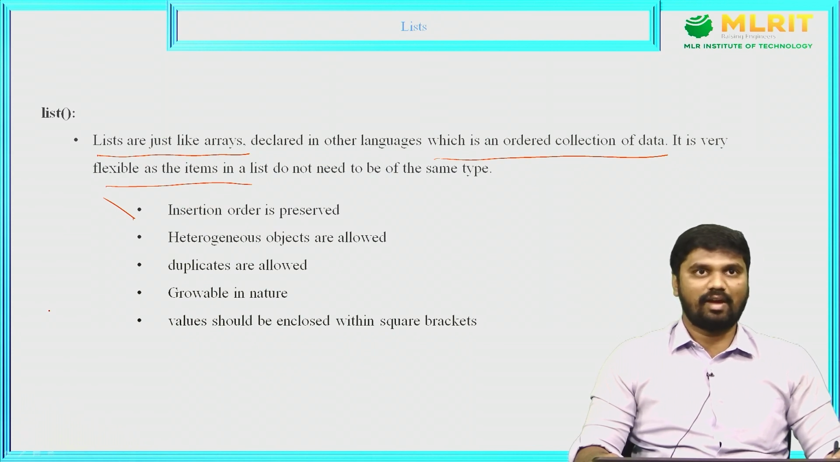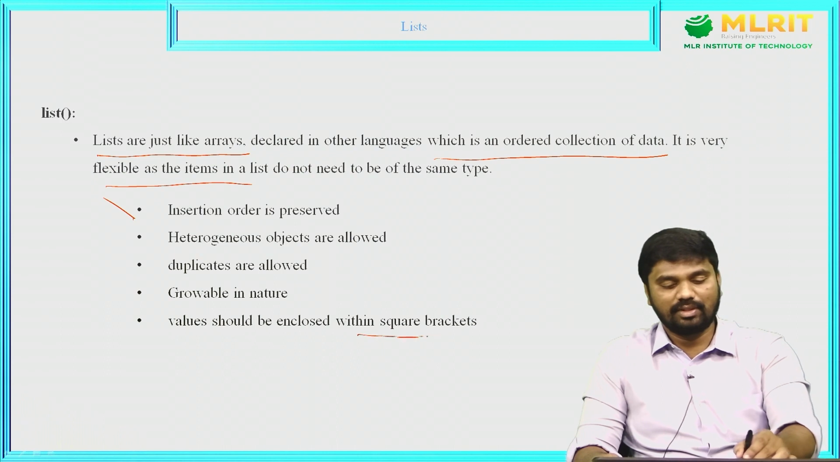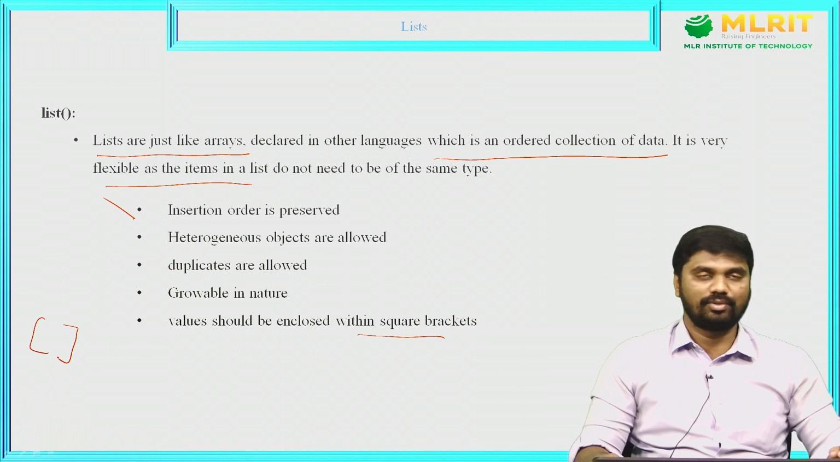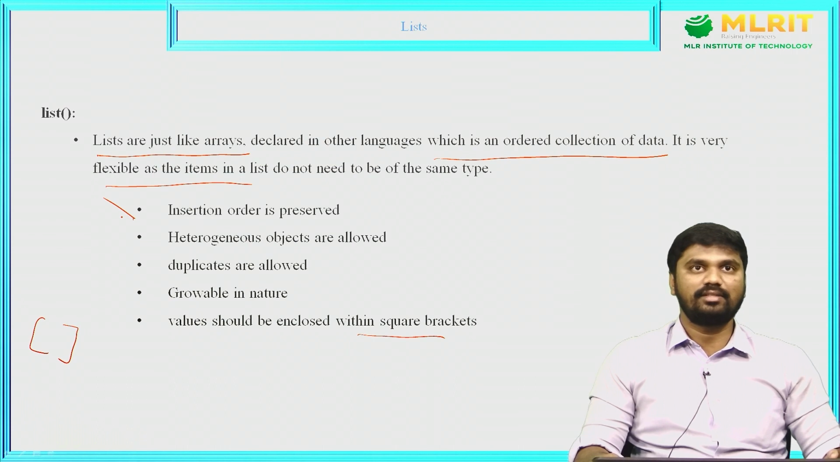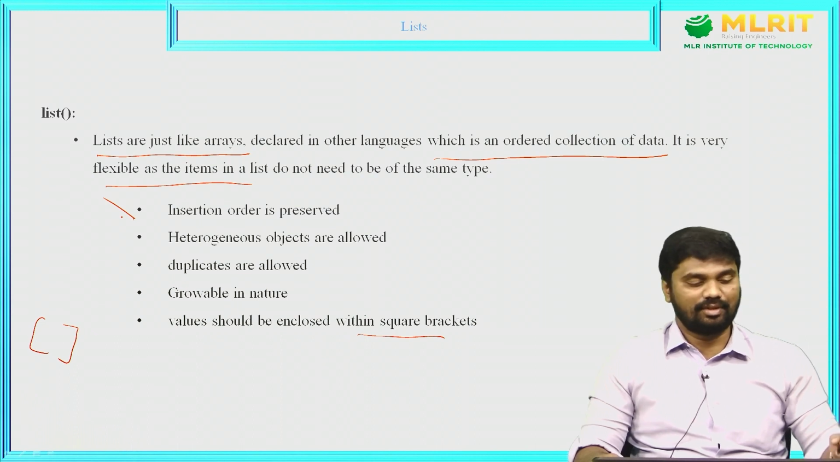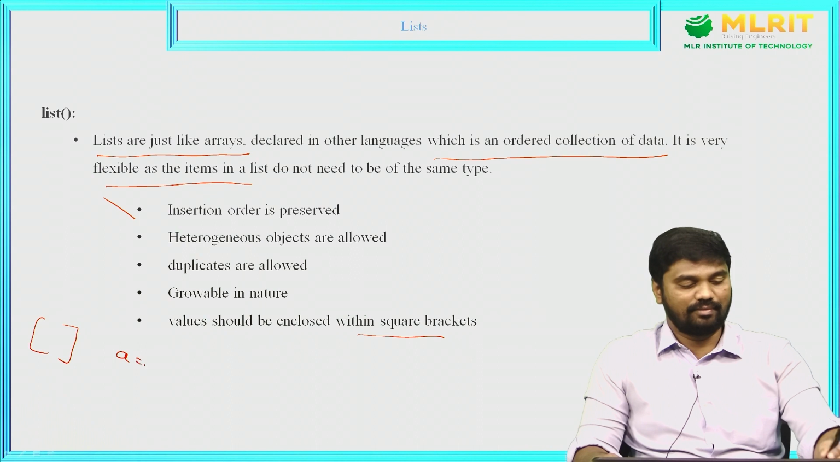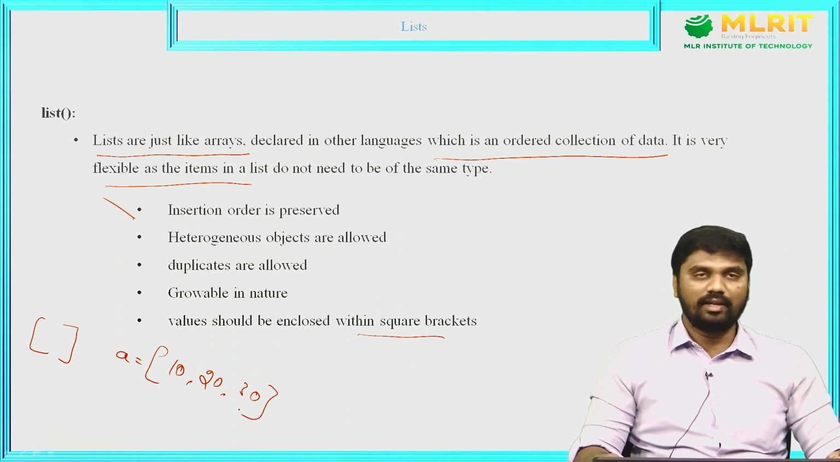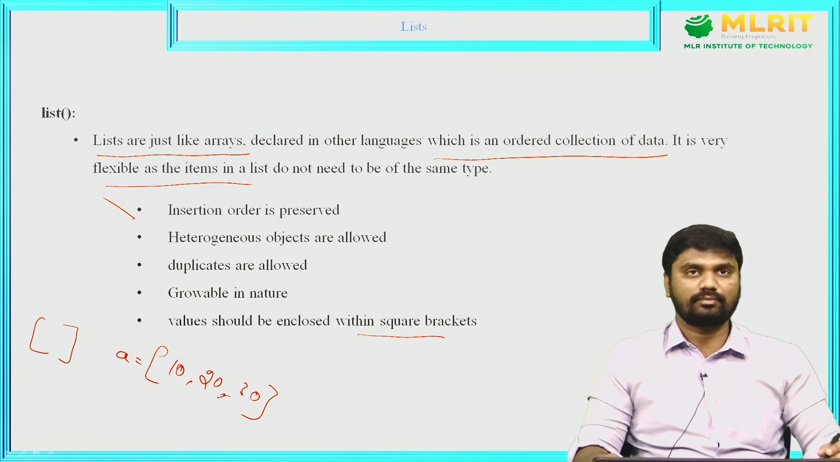These list values should be enclosed within square brackets, that is open and closed square brackets. Now the first thing here is that insertion order is preserved. That means in which way the elements are inserted, the same way the elements are displayed to the user. For example, consider 10, 20, 30. This is a list, and in this list three elements are stored, of the same data type.